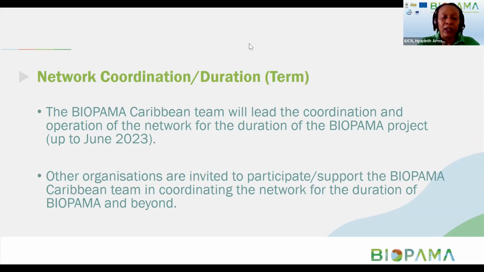But we also welcome between now and that time other organizations and persons. So as the network evolves, as it develops, we invite other organizations to take an active role in the coordination process.